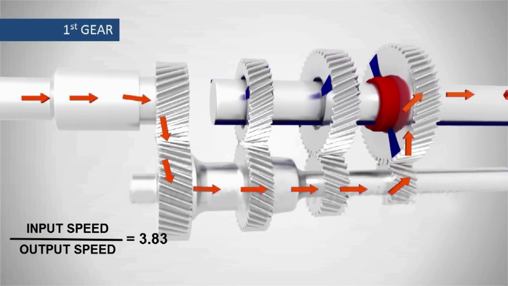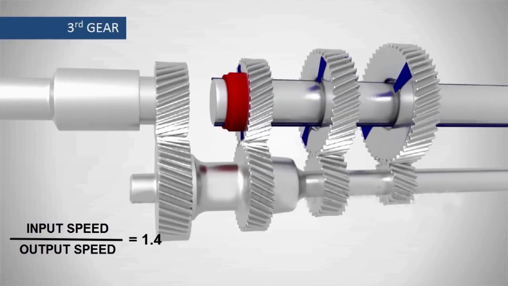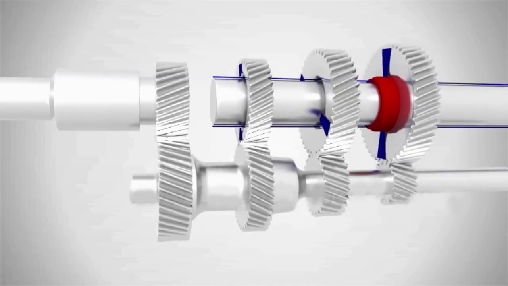For the first gear, the input speed by output speed equals 3.83. For second gear, it is 2.2. For third gear, it is 1.4. And for the fourth gear, it is 1. It is interesting to know that for the fourth gear, the input and output shaft are directly connected.